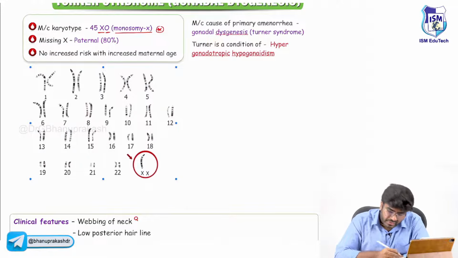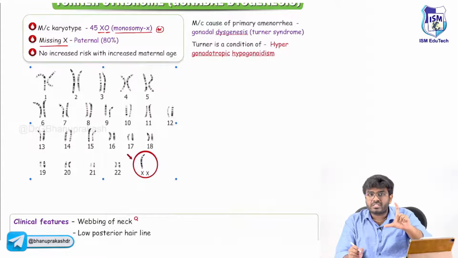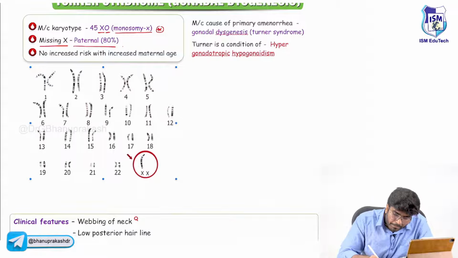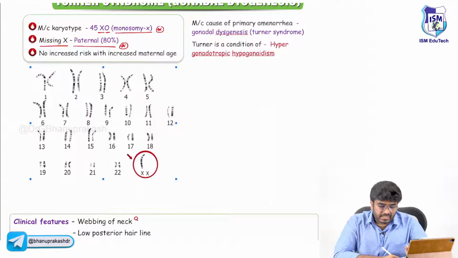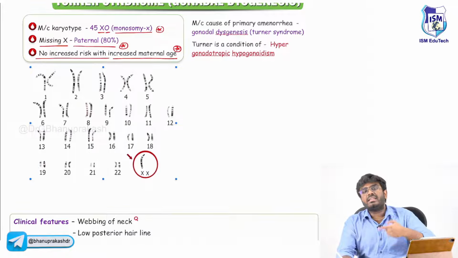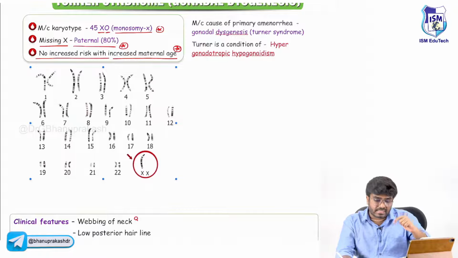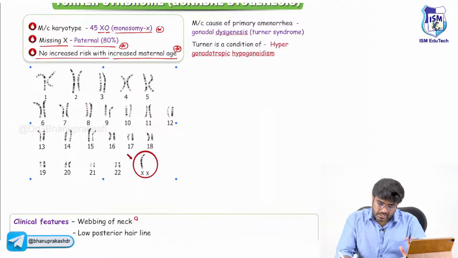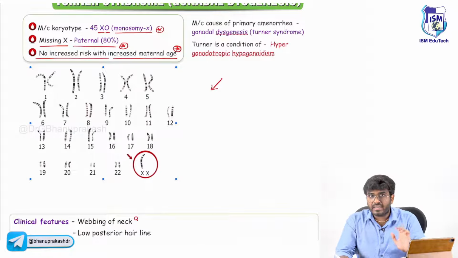Most of the time, the X chromosome which is lost is paternal in origin. So the paternal X chromosome is lost. In Turner syndrome, there is no increased risk with increased maternal age. With increased maternal age, there is a risk of Edwards, Down, and Patau, but there is no increased risk of Turner syndrome. Now this is an image-based question which was asked many times in the exam.